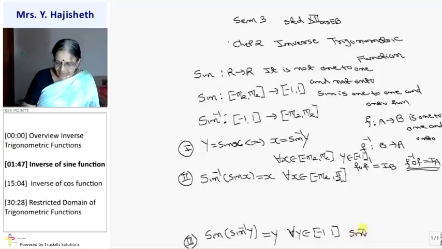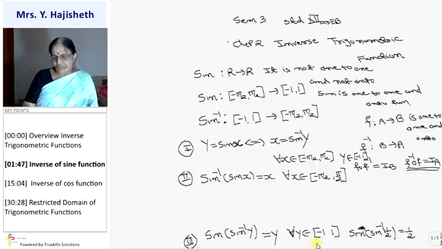Sine of sine inverse 1 half. Sine inverse of sine 1. Sine of sine inverse 1 half is 1 half, because 1 half belongs to minus 1 to 1. But sine of sine inverse 3 by 2 is not 3 by 2.